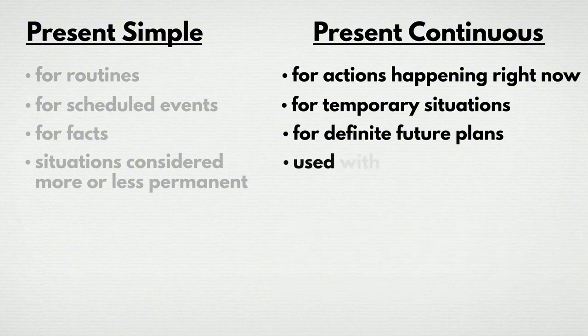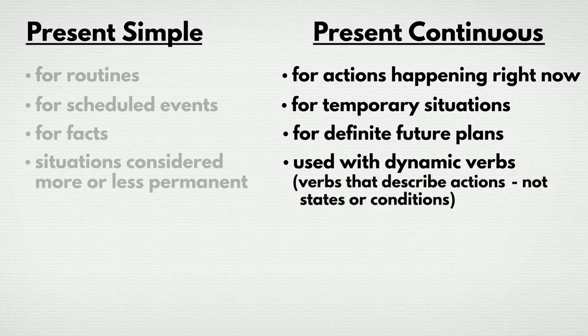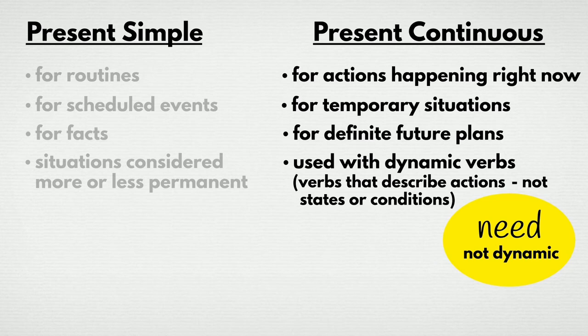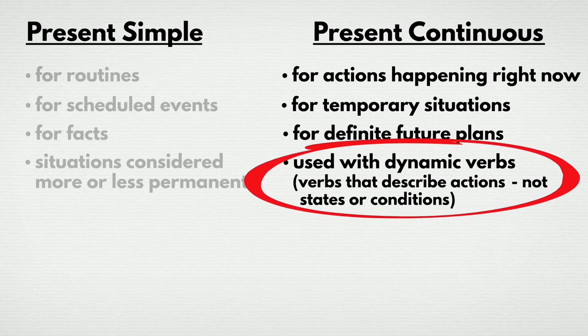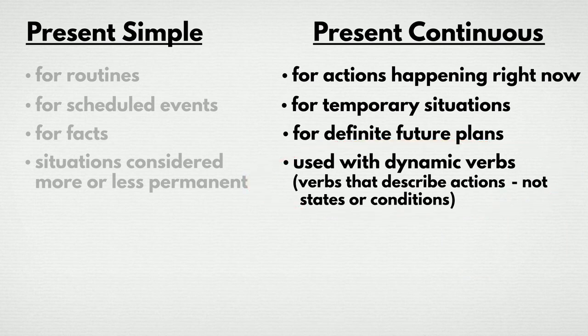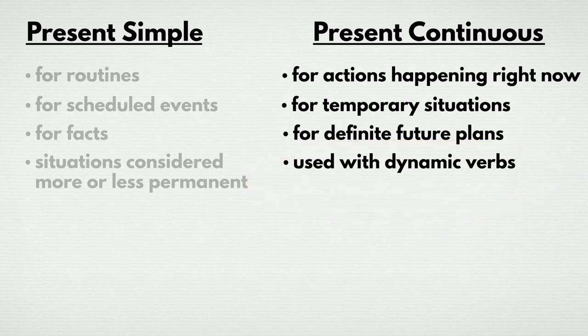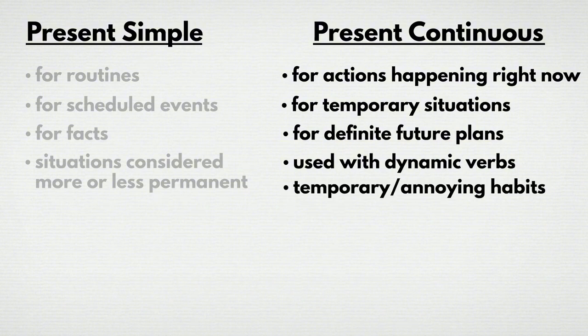Present continuous is used with dynamic verbs, not stative verbs. Dynamic verbs describe actions. Stative verbs describe a state or condition. For example, the verb need is not dynamic, so we wouldn't say, Joe is needing a new coat for school. We would say, Joe needs a new coat for school. Note that there are various exceptions to this rule. Present continuous is also often used for temporary habits and annoying habits, like, you are always chewing with your mouth open.